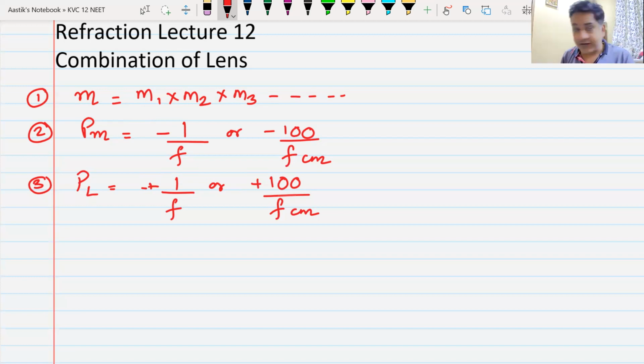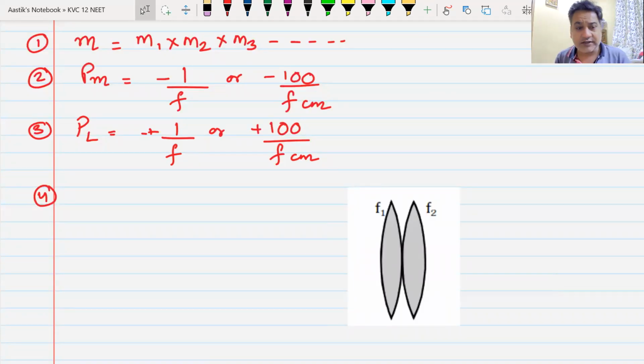We have already gone through this formula. Now what we are going to do is a combination, and the simplest combination that we have is the combination of two lenses. You can understand that there could be more than two lenses, or there could be a lens and a mirror, but that does not make any difference to the eventual formula. If you have two lenses, and I have drawn here just convex lenses, they could be concave, or one convex and one concave. If you have two lenses kept in contact with each other, as you can see, one lens has a focal length of F1, the other lens has a focal length of F2.